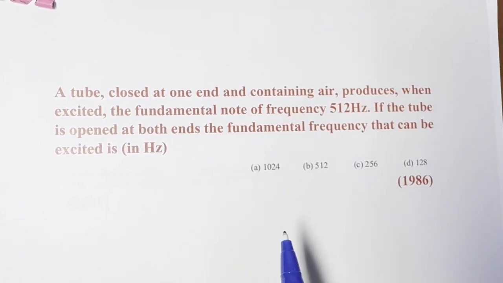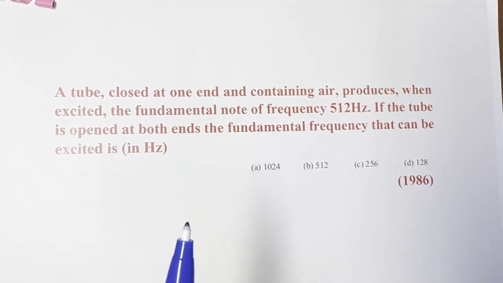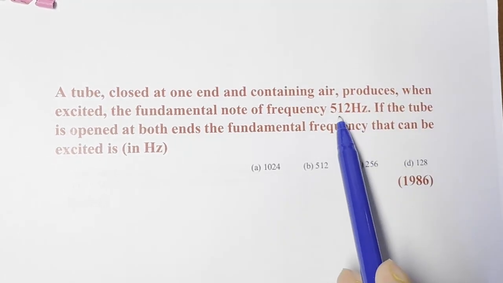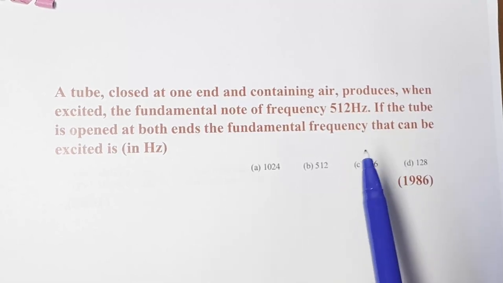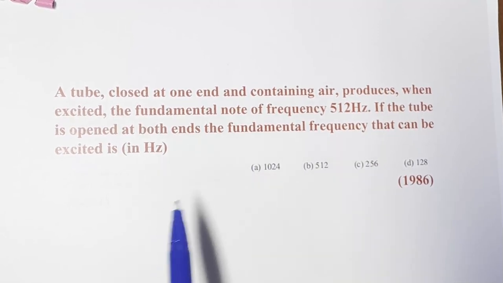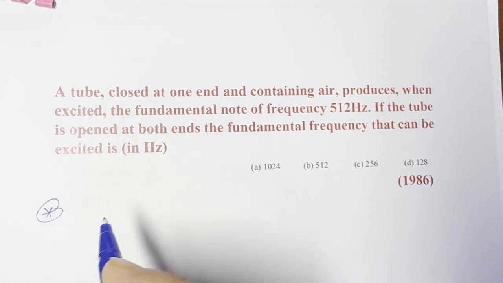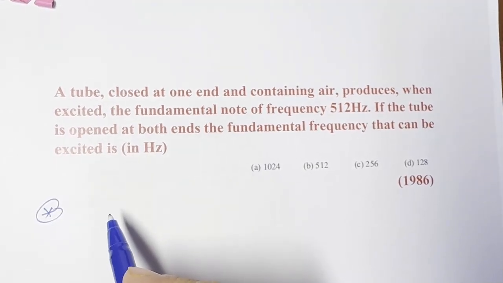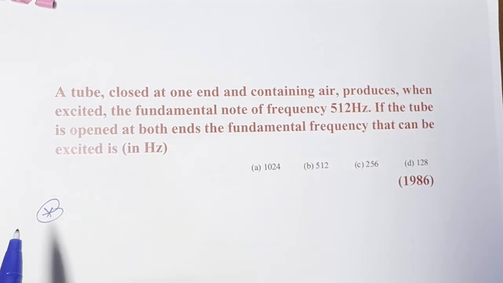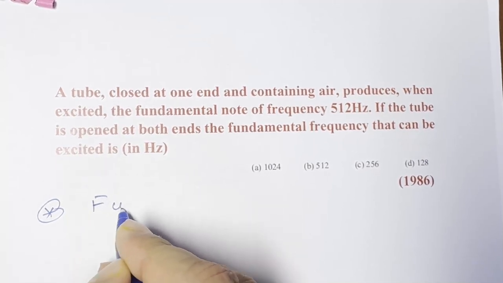So this is the case of a tube having one end closed and another one open, and it is producing a fundamental frequency of 512, and then the tube is open at both ends. Then we have to find out what will be the fundamental frequency. So let's start from the given condition, which states that when the tube is closed at one end and open at the other end.